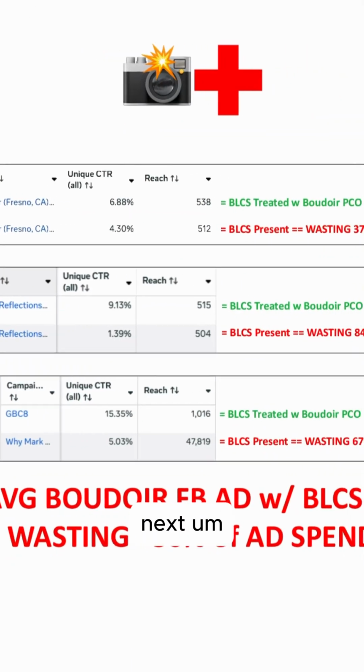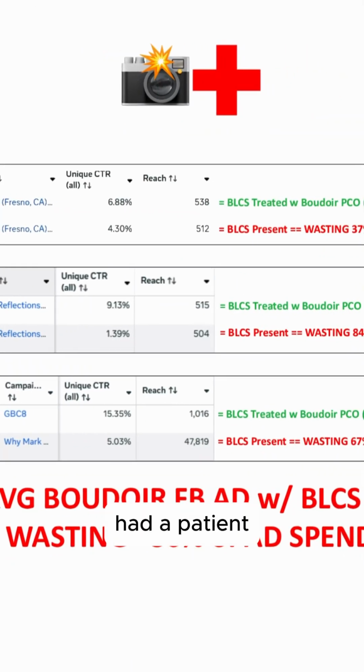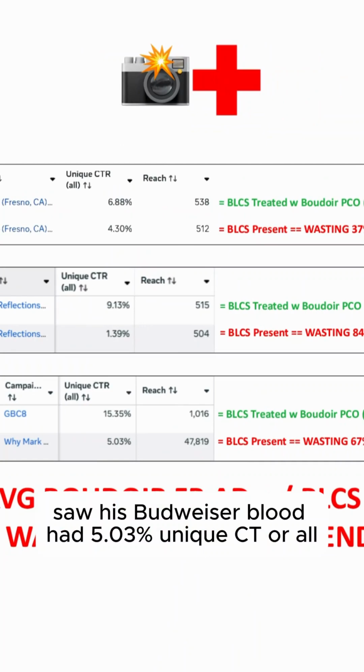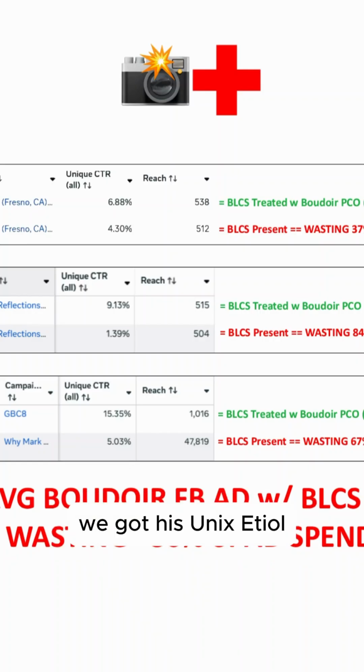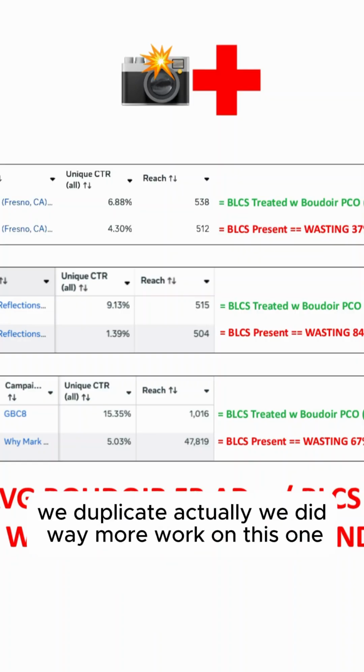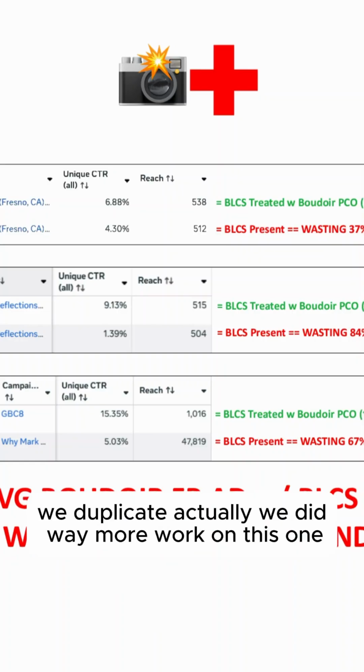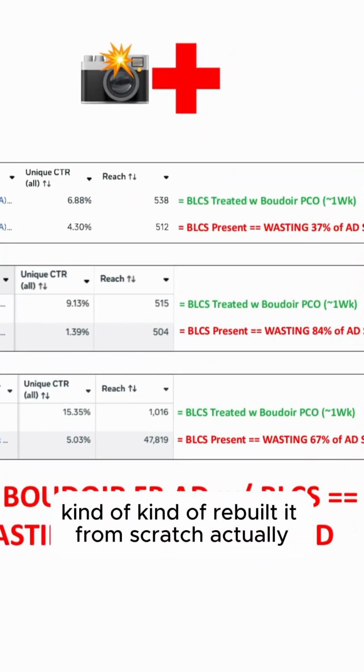Next, I had a patient whose Boudoir Facebook ad had a 5.03% unique CTR, so it's under 6% and we know BLCS is present. Actually, we did way more work on this one. We kind of rebuilt it from scratch, actually.